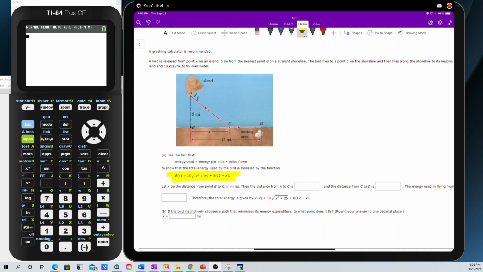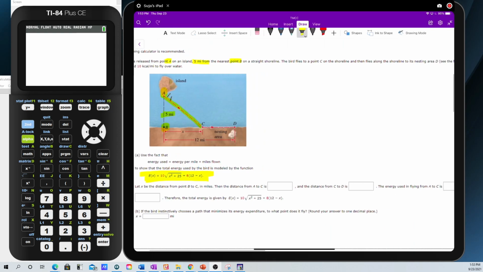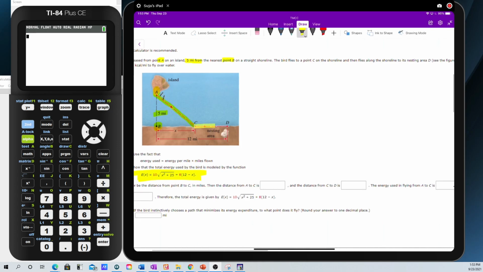Okay, it says a bird is released from point A on an island 5 miles from the nearest point B. So this is my point B and that's my point A, and the distance between the two is 5 miles, and a bird is released from point A on a straight shoreline. So the bird is released from here. So the bird flies all the way up to point C, right? And then on the shoreline, the bird is flying to its nesting area at D.